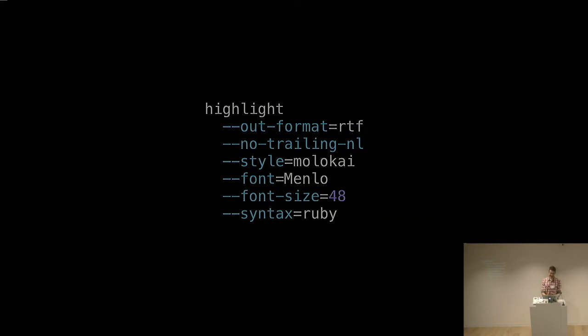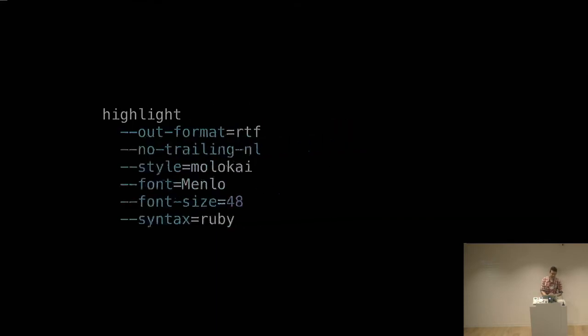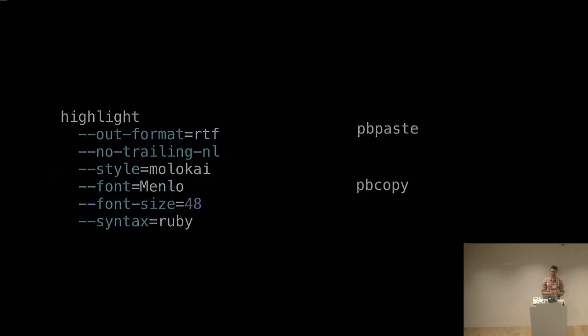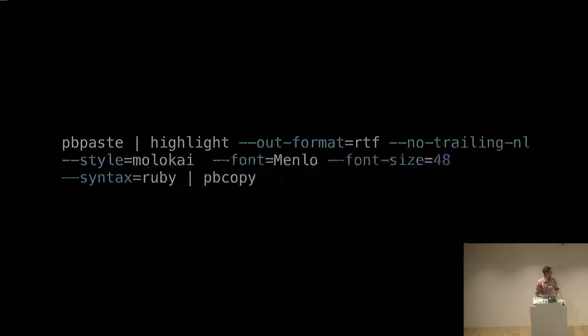But there is an easier way. Mac comes with two very useful command line tools, called pbpaste and pbcopy. They allow you to copy and paste from the clipboard, from the command line. So if we combine all of those commands together into one, when you run this command, it takes whatever is in the clipboard, highlights it, and puts it back. And it's one single command.